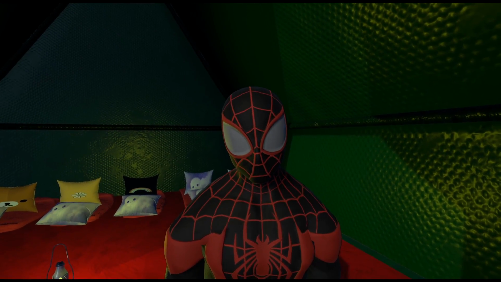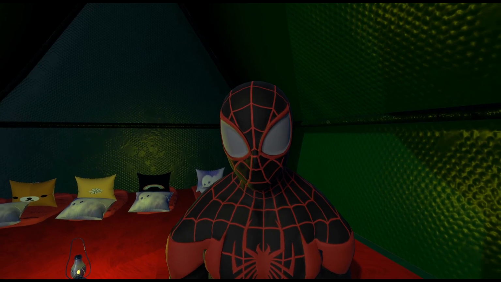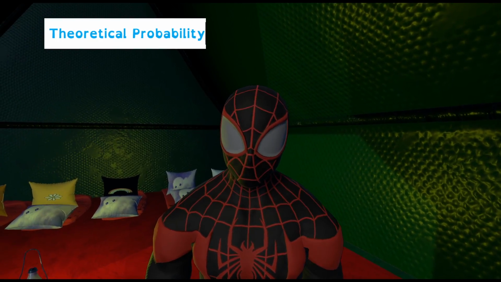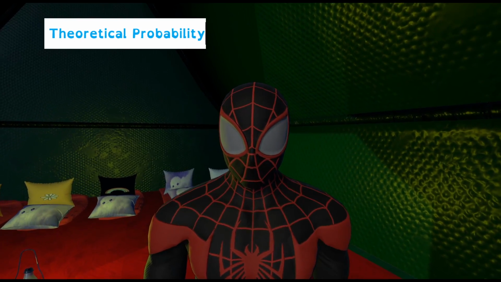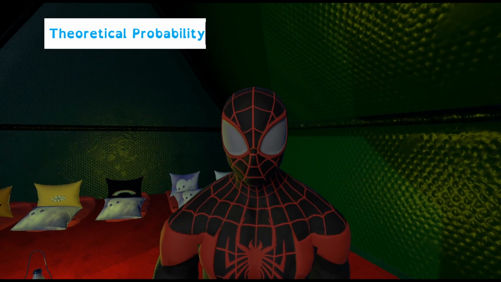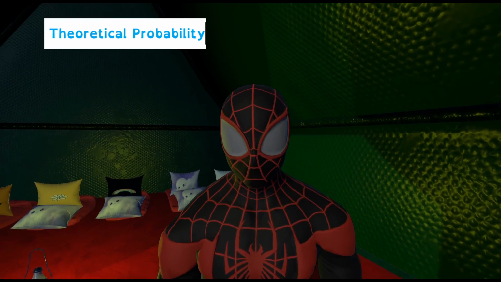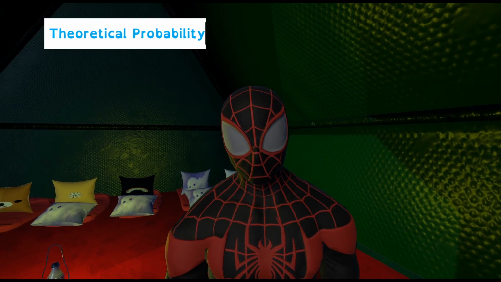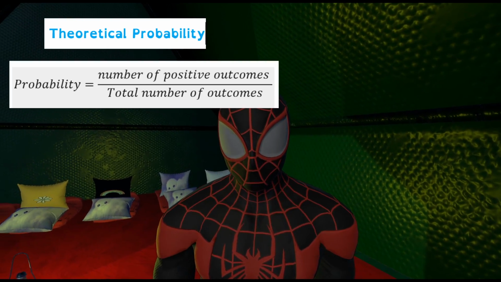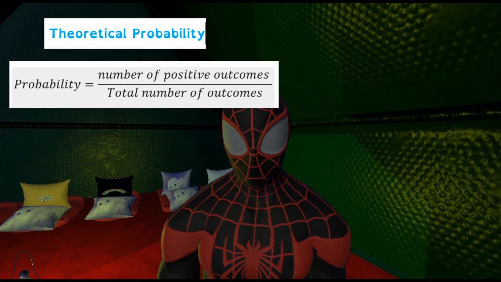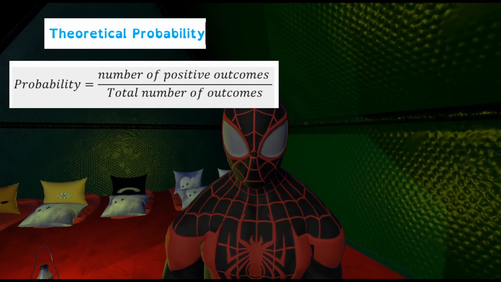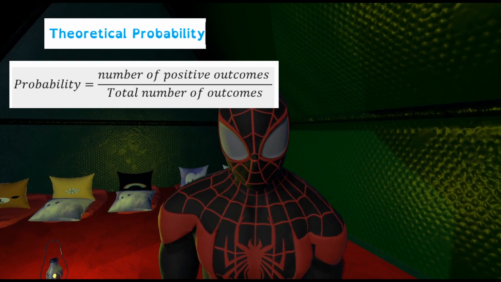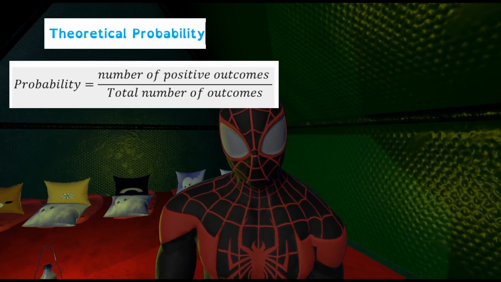Hey everyone, today's lesson is going to be on theoretical probability. Now, this theoretical probability is nothing new. You've actually been doing this the whole time, we just haven't called it theoretical probability. Theoretical probability still uses the exact same formula that you've been using throughout your probability unit. The formula is probability is equal to the total number of positive outcomes divided by the total number of outcomes. So let's have a quick refresher of theoretical probability and how to get the probability of certain events.